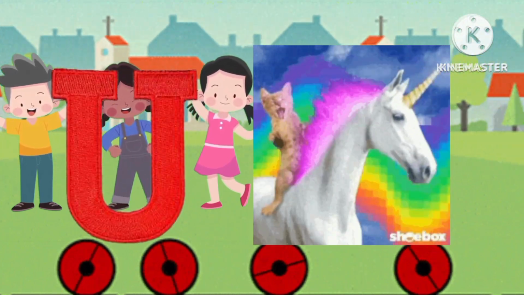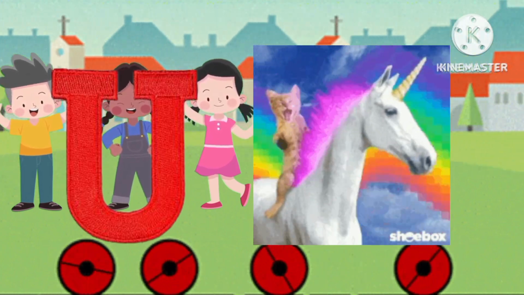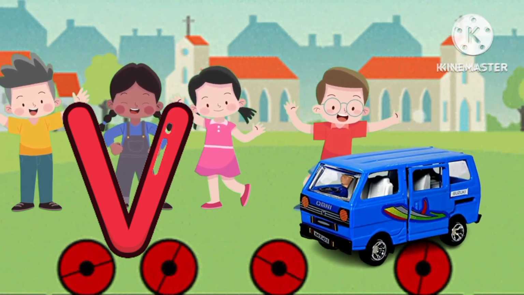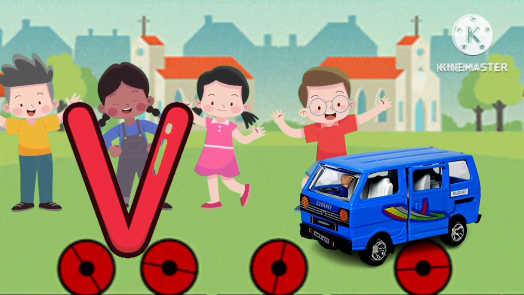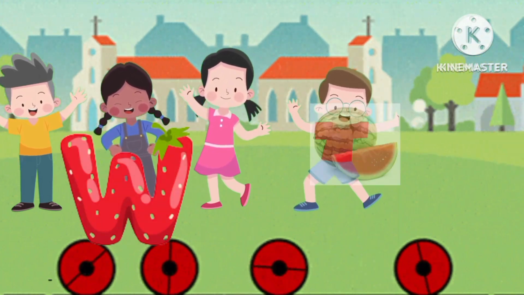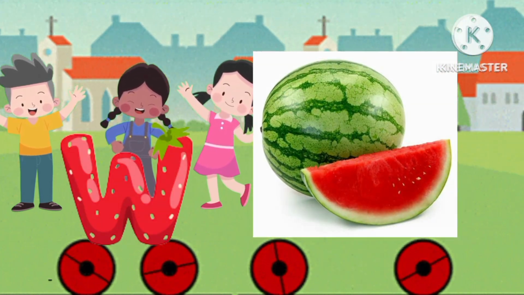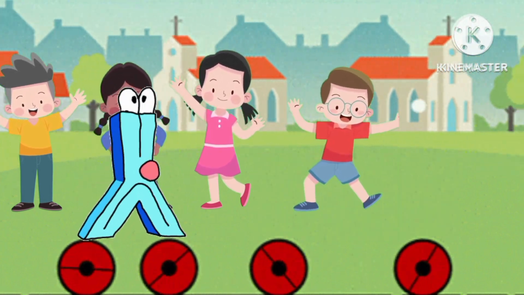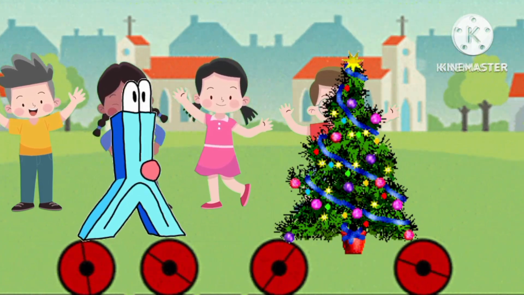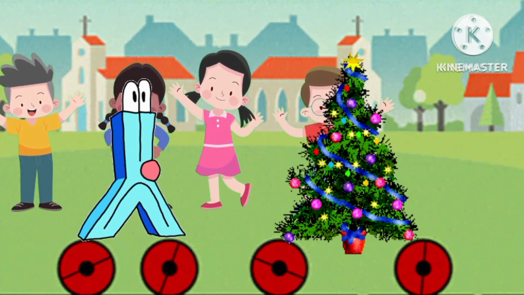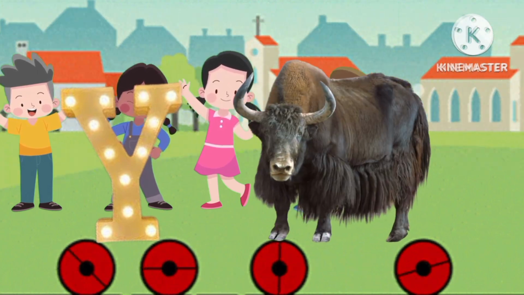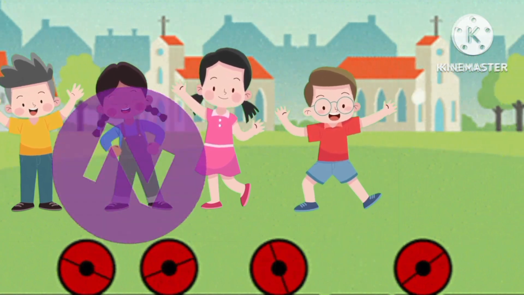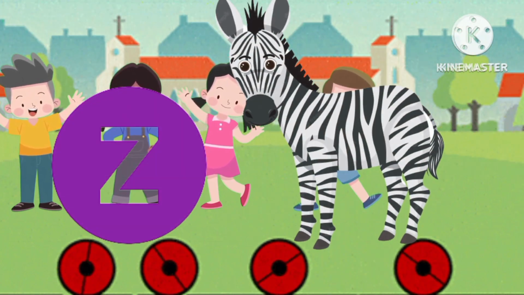U, U for unicorn. V, V for van. W, W for watermelon. X, X for X-Max tree. Y for yak. Z, Z for zebra.